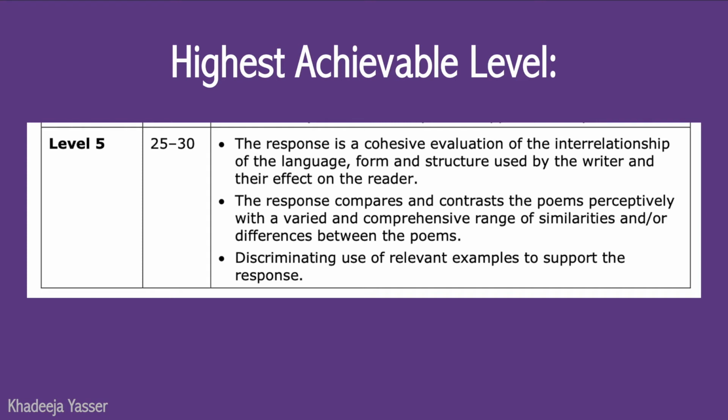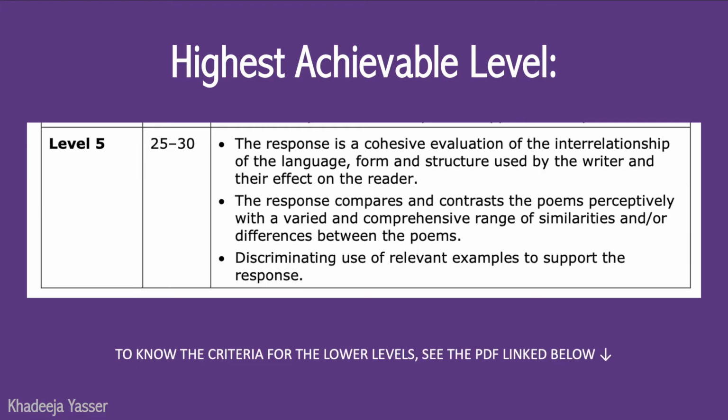That's why it says with a varied and comprehensive range. So not just lots of comparisons. Varied means different types of comparisons, okay? Different types of similarities and differences which actually have a meaning, okay? Now last, discriminating use of relevant examples to support the response, which means you have to use quotes, but it says discriminating use. Discriminating use means you don't just use every single quotation in your answer. You discriminate between the quotes and pick out those which matter the most in your answer or are related the most to the keyword here being relationships.